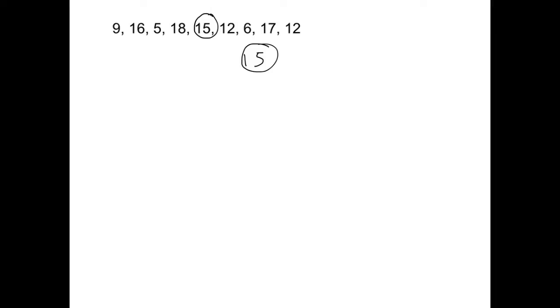So we'll start off, we'll just go through them in order. 9 goes to the left, then 16, 5, 18, 12, 6, 17, and 12. So all we've done there is sort whether they are bigger than or smaller than 15. We've now got two sublists, one on the left, one on the right.